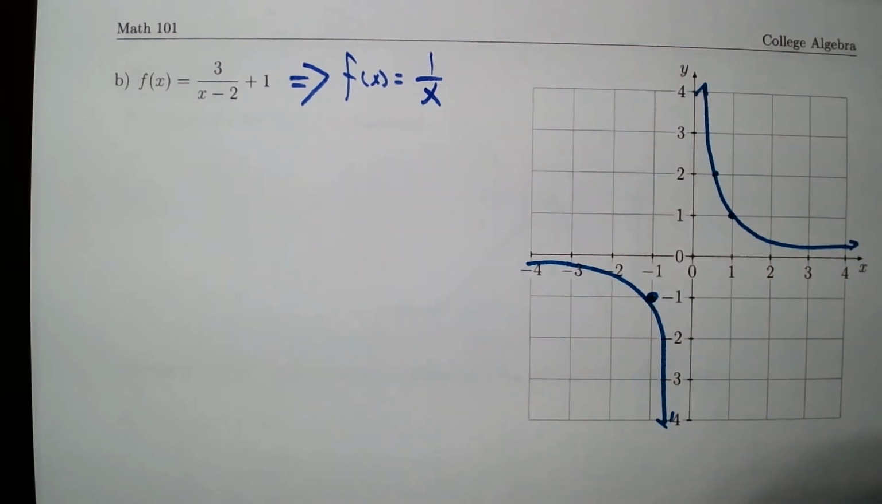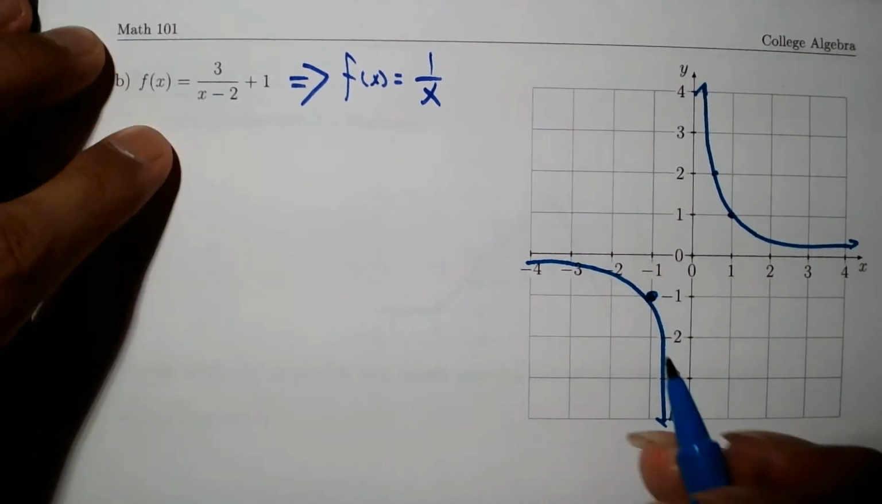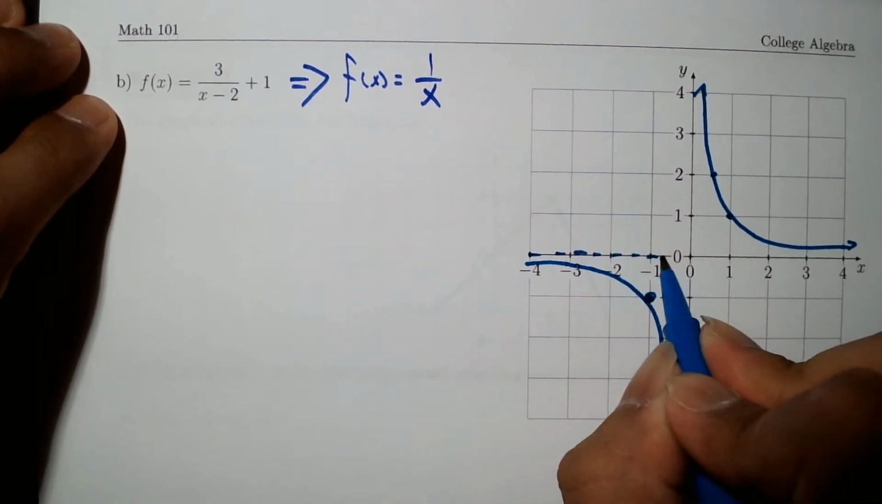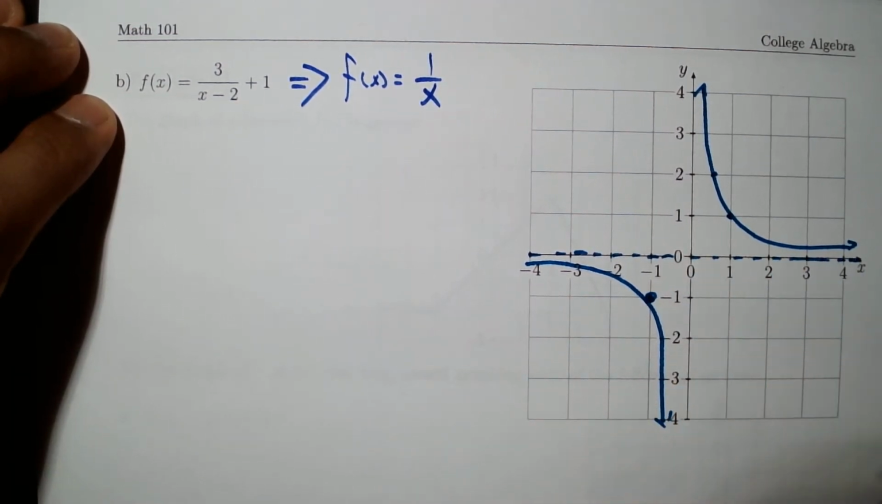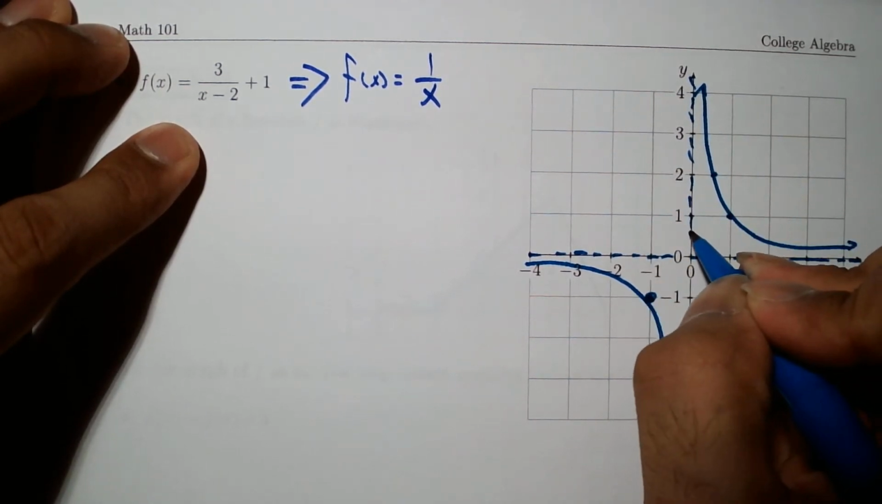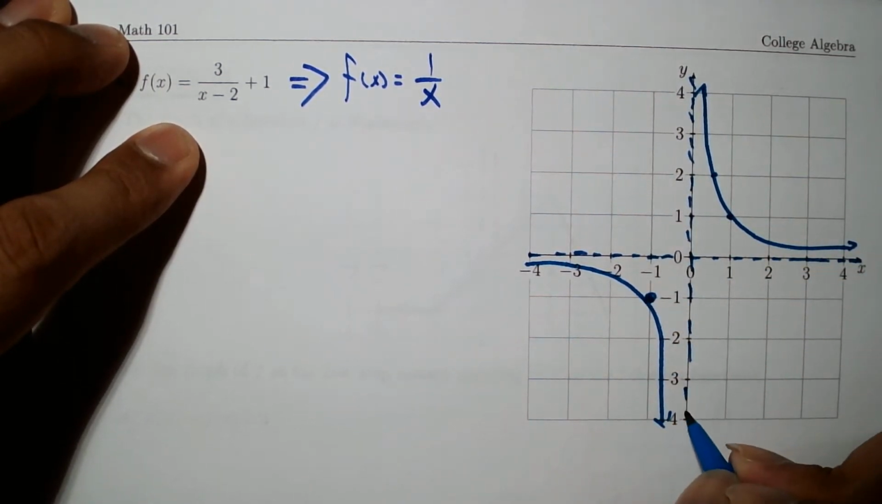All right. So that's the point (1, 1). And notice something interesting here. This graph has a horizontal asymptote, which is the x-axis, and a vertical asymptote, which is the y-axis.